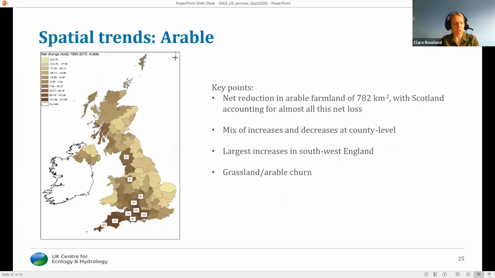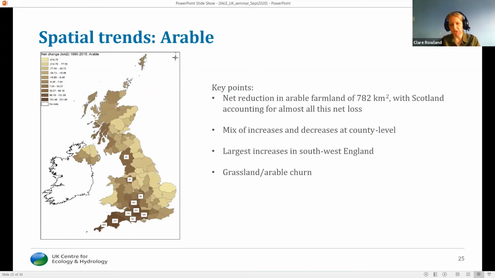This shows the spatial trends in arable. It's not an ideal legend at the moment, and I didn't realise until just before the presentation that I hadn't put this slide in, so I had to put it in hurriedly. But what we see with arable is a mix of increases and decreases at county level. That's not very clear from this legend because you can't see where it's increased and decreased very well. But the biggest increases have been in southwest England.